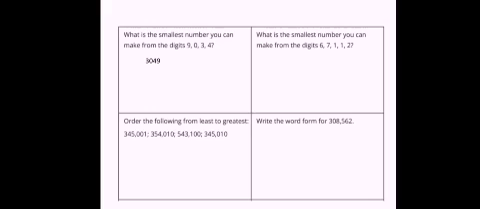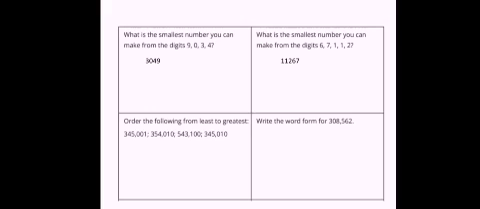What is the smallest number you can make from the digits 6, 7, 1, 1, and 2? I will arrange these digits from the smallest. So I will start with 1, 1, 2, 6, 7. So this number will be 11,267.